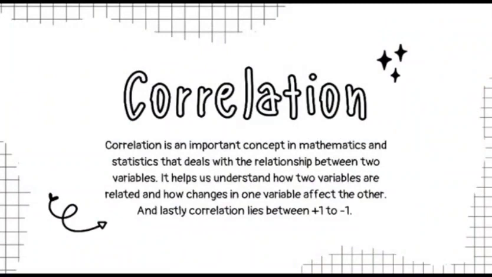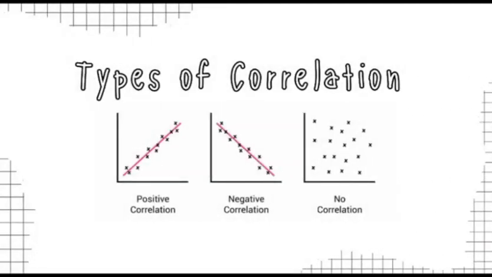What is correlation? Correlation is an important concept in mathematics and statistics that deals with the relationship between two variables. It helps us understand how two variables are related and how changes in one variable affect the other. And lastly, correlation lies between positive 1 to negative 1. Next, what are the three types of correlation? The three types of correlation are positive correlation, negative correlation, and no correlation.